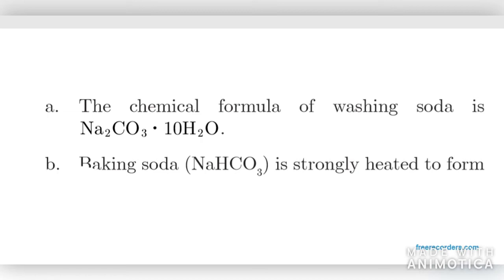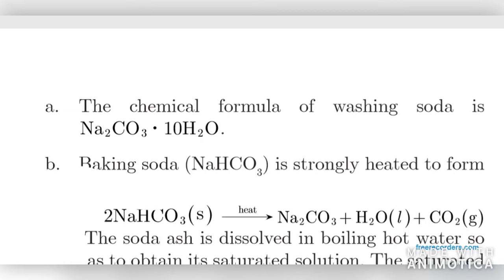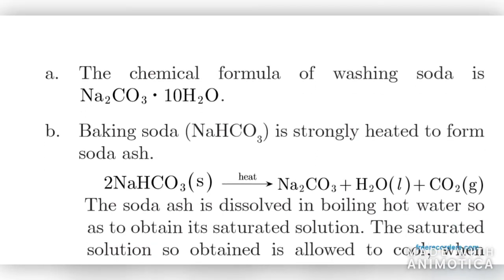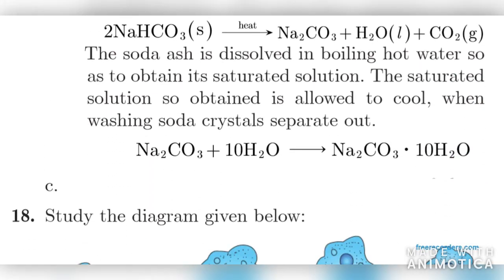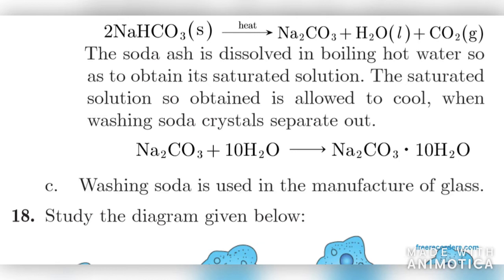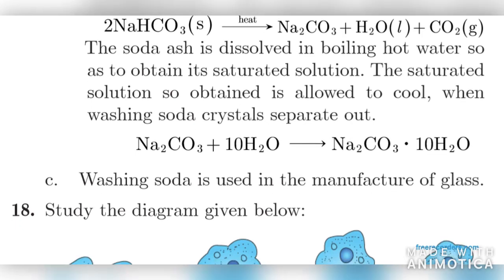The second part says how may it be obtained from baking soda. So you have to write how we can get washing soda from baking soda. We have to take baking soda and heat it. We will get washing soda from it, and we will get H2O, and we will get carbon dioxide gas. So here we have the chemical reaction for the same. Then in C part we have to name an industrial use of washing soda other than washing clothes. It could be in the manufacturing of glass. So you can write that washing soda is used in the manufacturing of glass here.